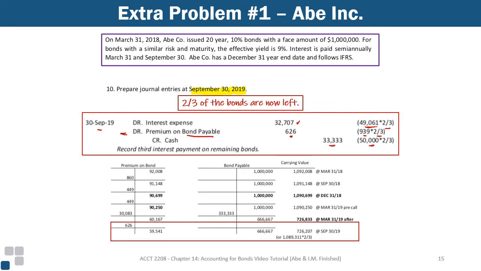And then here's what it all looks like. So all the way to the end, the premium on the bond started at $92,008. We had a payment, we had a year end, we had the second payment, then we had a reacquisition, and then the next payment, the third payment, leaving a balance of $59,541 on the premium. The bond payable really sits at $1 million until this 1/3 reacquisition, leaving $666,667. So the balance in the bond, when all said and done, at September 30th, 2019, is $726,207, or $1,089,311 times 2/3.